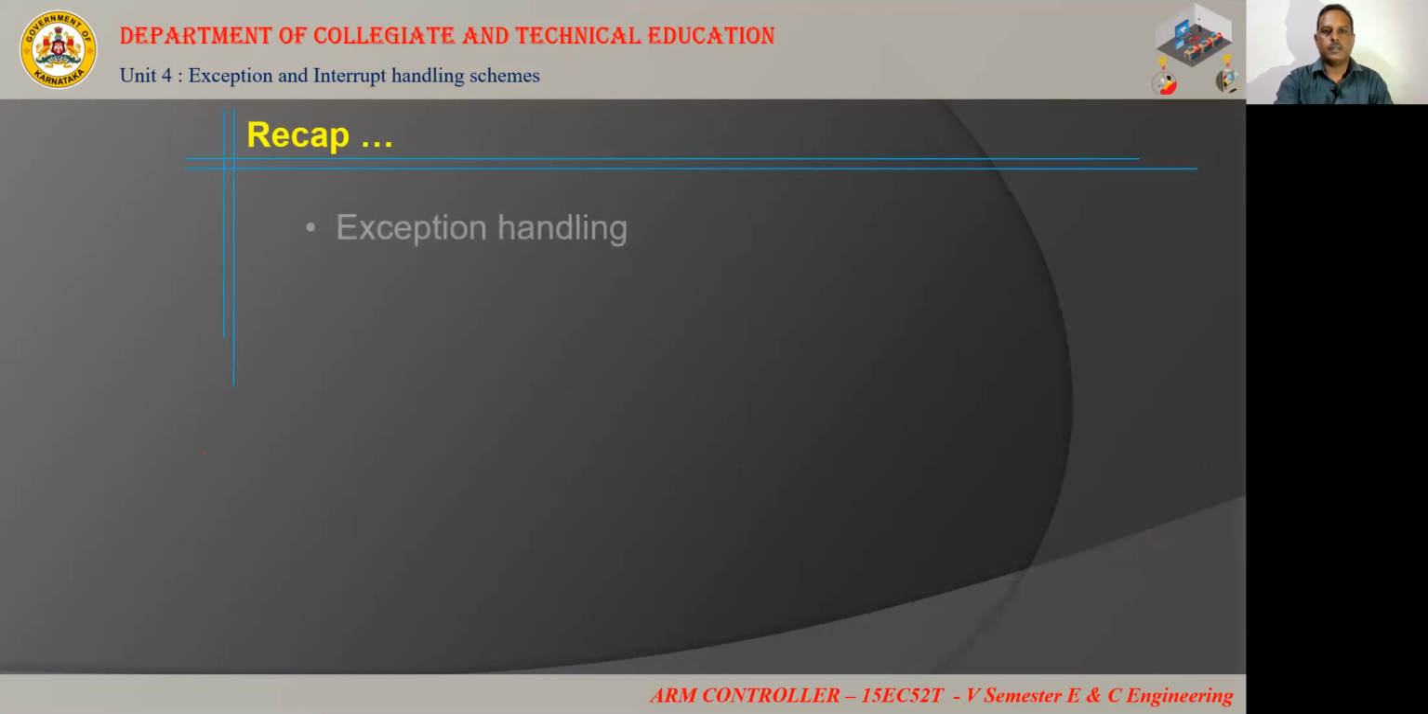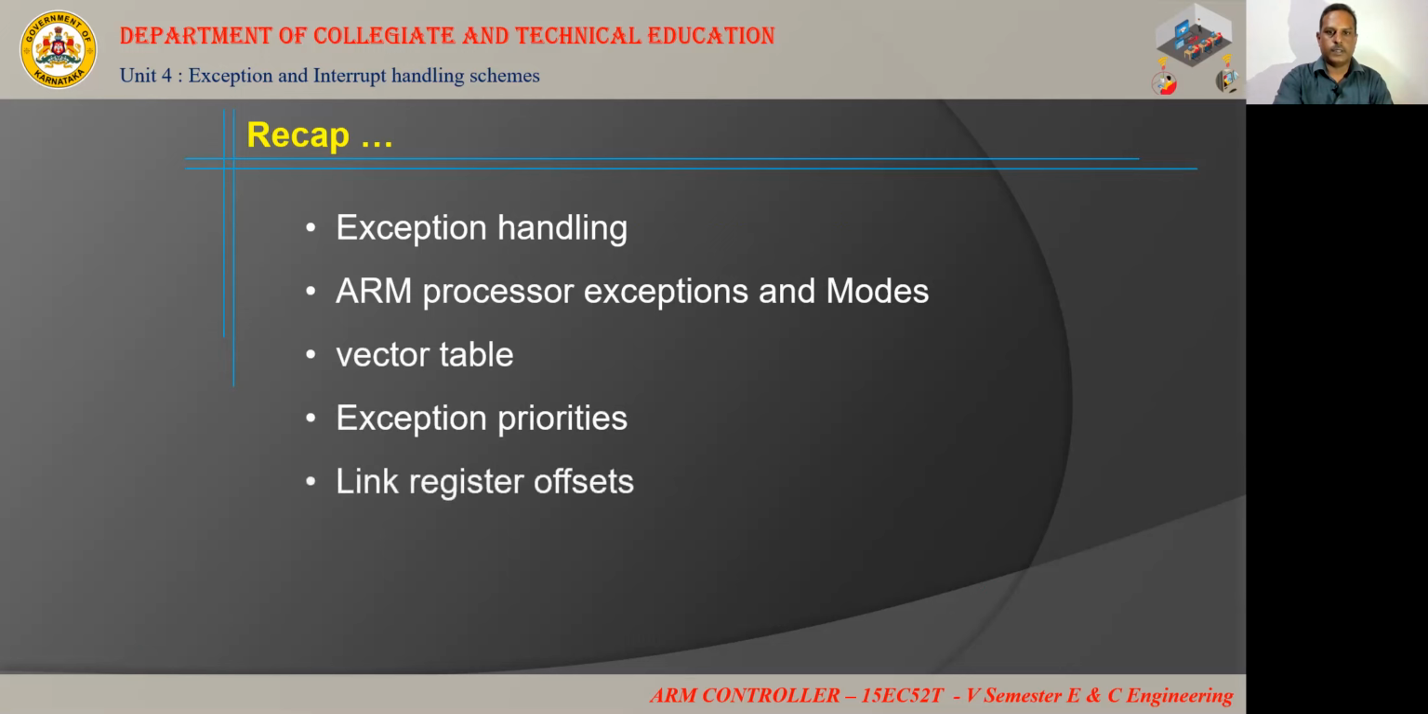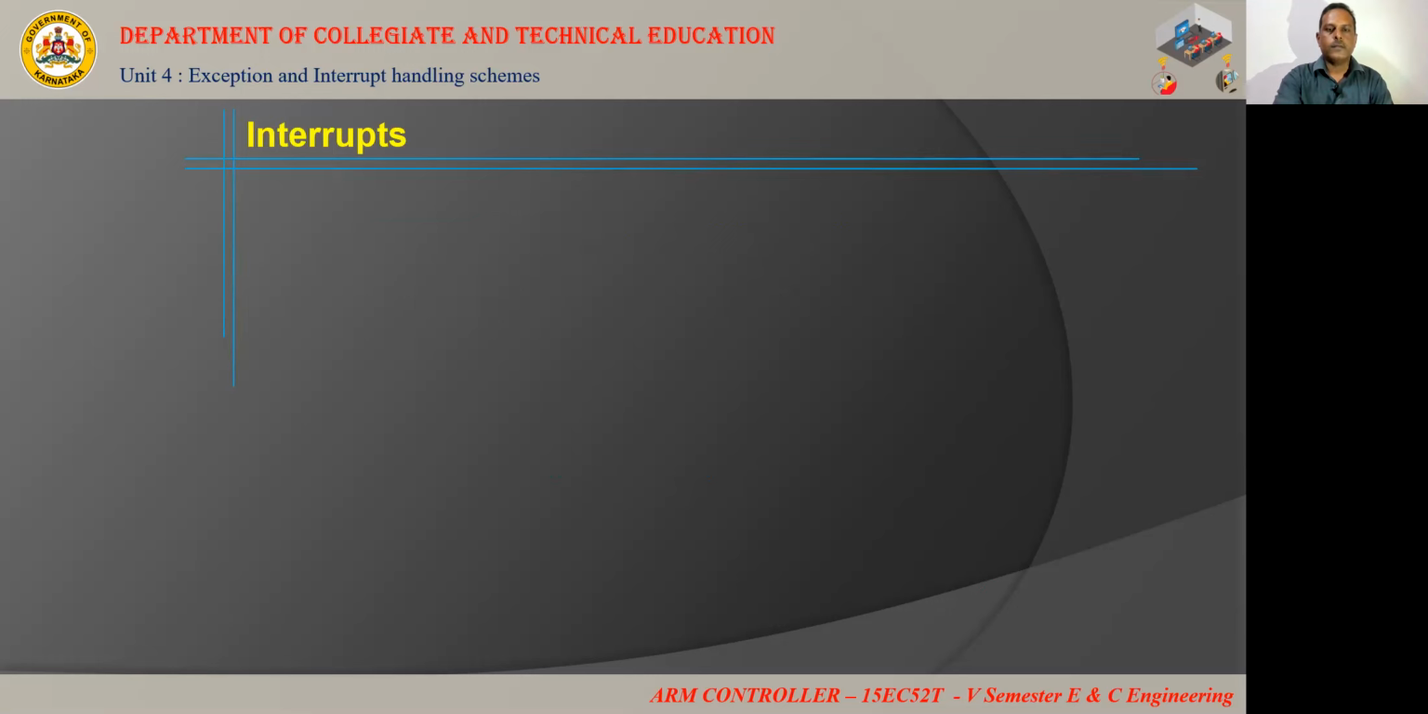And in our previous classes, we learned what is exception, what is exception handling, and then we learned ARM processor exceptions and associated modes, and then we learned vector table, and then we learned exception priorities, and then we learned link register offsets. Now, let us learn what are interrupts.